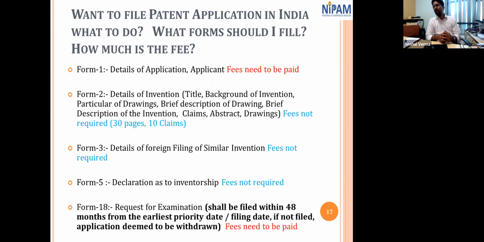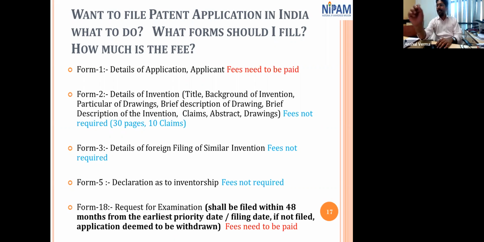There are a few forms that we have to file. First of all is Form 1. Okay, Form 1 is basically where we have to give our details: who is the applicant, who is the inventor, what is the title of your invention, okay, your details.